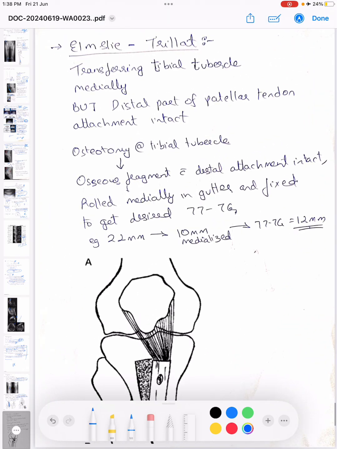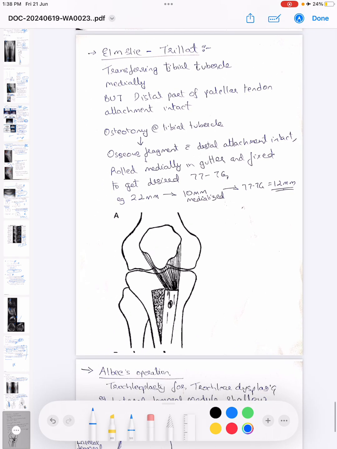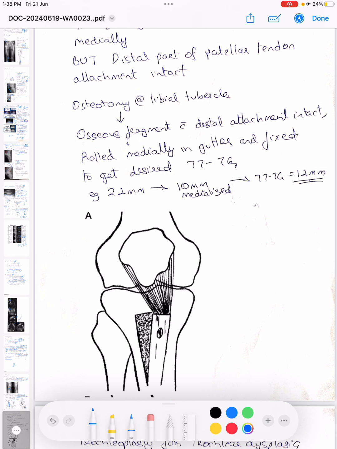It is the modified Elmslie-Trillat procedure, which is commonly performed, right? In which what do we do? We transfer the tibial tubercle, but the catch is we do not go for the distal part of the patellar tendon; the attachment is intact. We just go for an osteotomy at the distal attachment site, and the osseous fragment is slid, rolled medially in the gutter. A gutter is made over here, and the osseous fragment is rolled medially and fixed to get the desired medial shift, right?